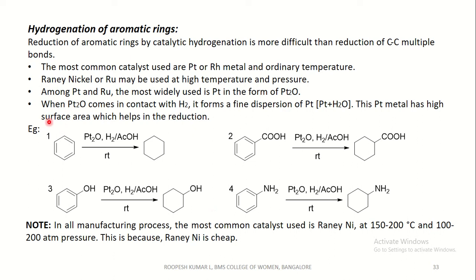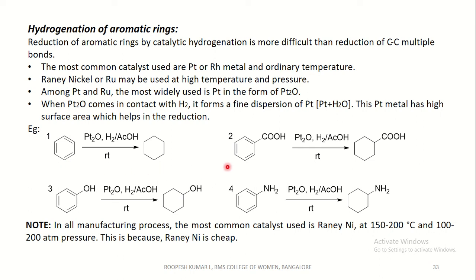When Adams catalyst comes in contact with hydrogen, it forms a fine dispersion of platinum. This platinum metal has high surface area, and as I said before, a catalyst with high surface area helps in the reduction. Coming to the examples, benzene reacts with Adams catalyst in the presence of hydrogen in acetic acid at room temperature. We get cyclohexane, that is, all the double bonds are reduced to single bonds.